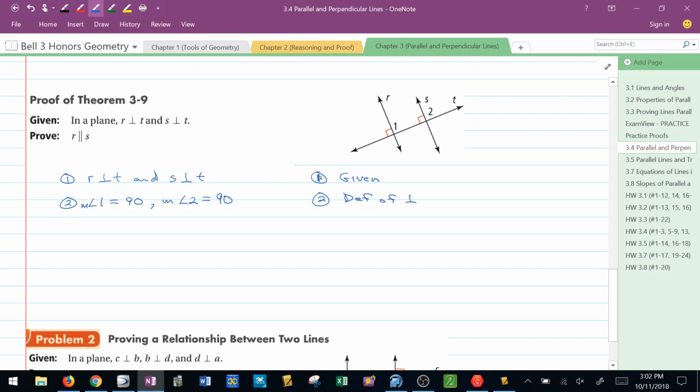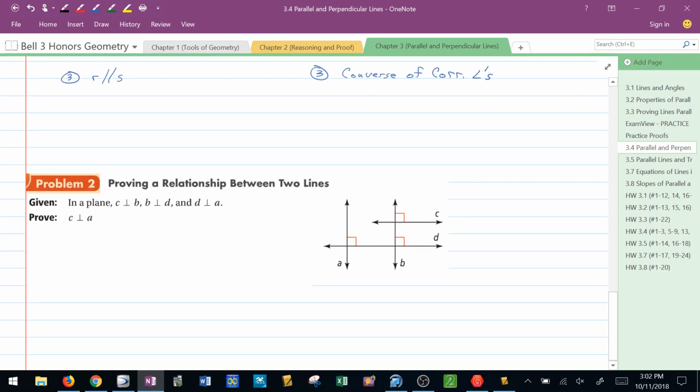Well, let's see, what can I do here now? Well, I know that I could simply conclude that R is parallel to S. And the reason why I can conclude that, once I know those angles are 90, I can conclude that they're parallel by the converse. Angle 1 and angle 2 are corresponding. Converse of corresponding angles. That's how I can conclude that they're parallel to each other.